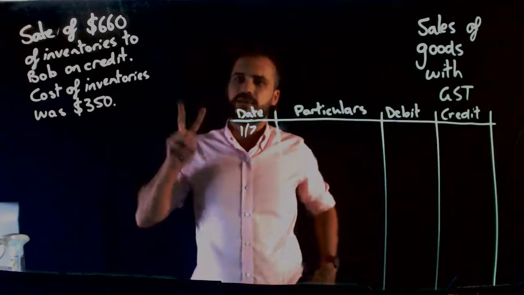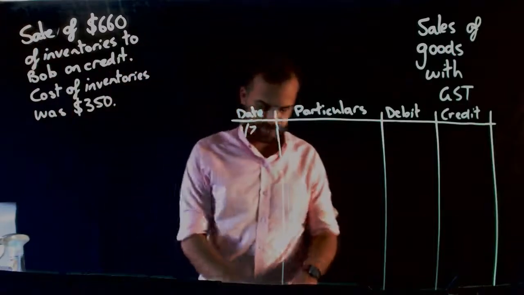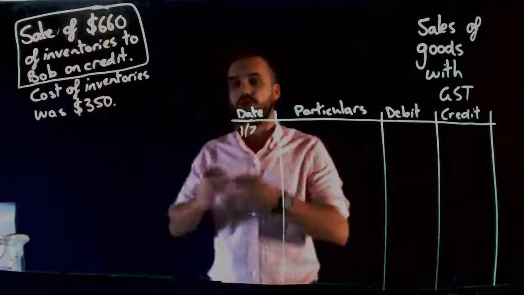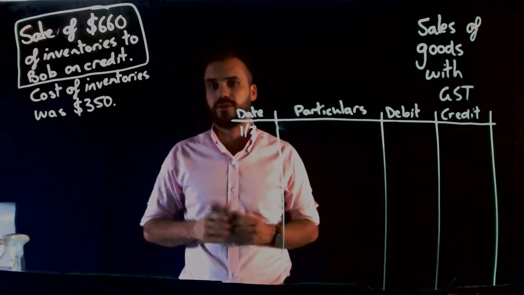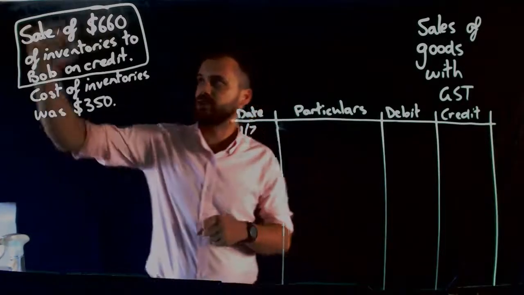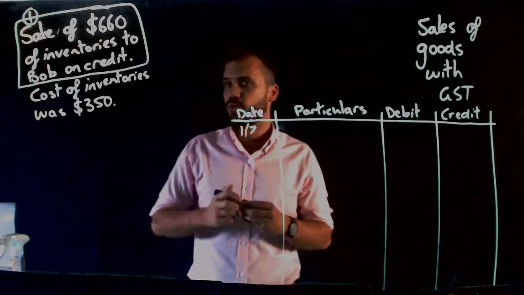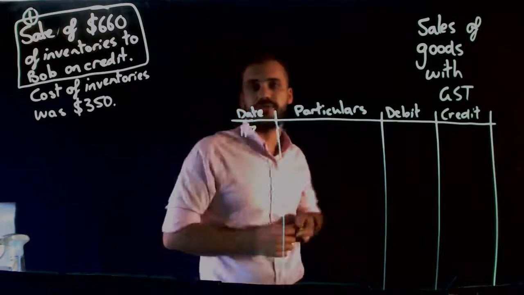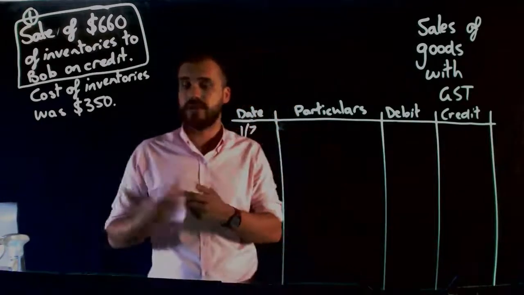What's actually happening here are two transactions. There's the sale transaction where you sold it to Bob. You sold Bob $660 worth of stuff, and you made $660 worth of revenue. So that's transaction number one. But importantly, there's also a second transaction. You went into the storeroom where your inventories are kept, which is an asset, and you pulled $350 worth of inventories out of your storeroom so you could sell them to Bob. So your inventories have gone down by $350.